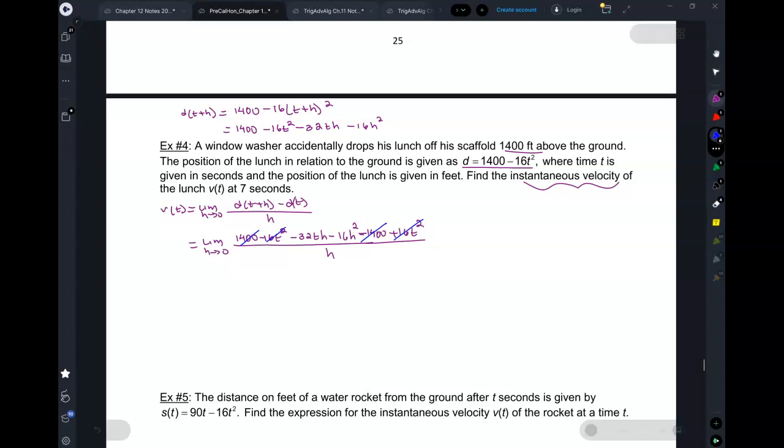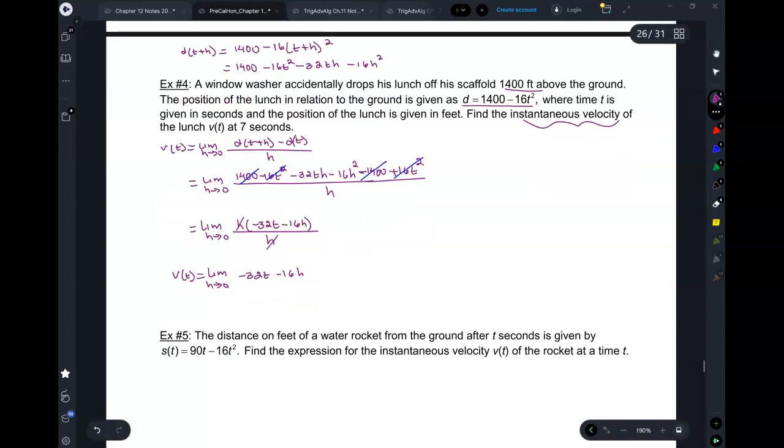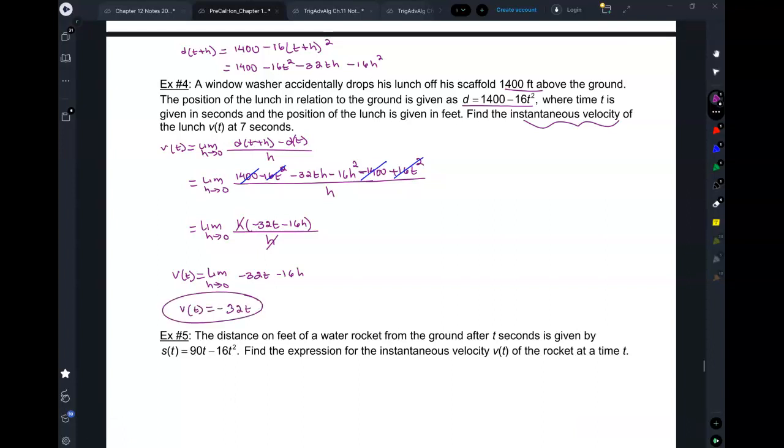So now I have the limit as h approaches 0. Let's factor out an h: negative 32t minus 16h over h. So v of t is the limit as h approaches 0 of negative 32t minus 16h, which is how much? Negative 32t. So that's the velocity of the lunch at any given time, right?